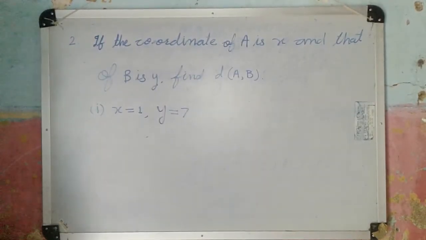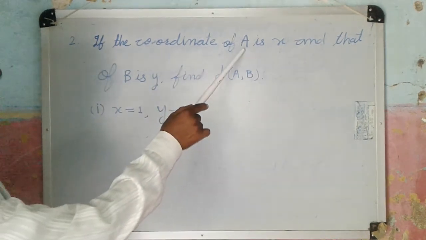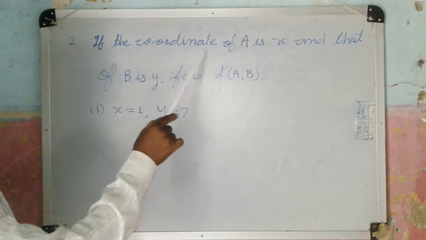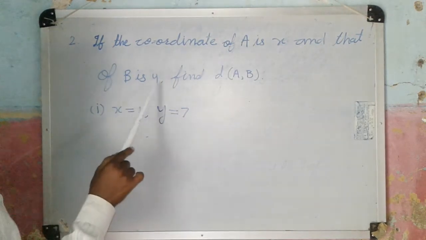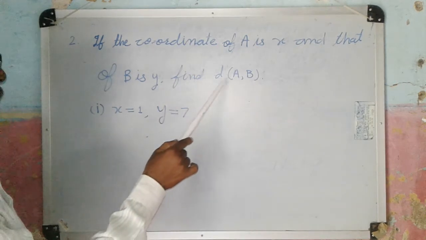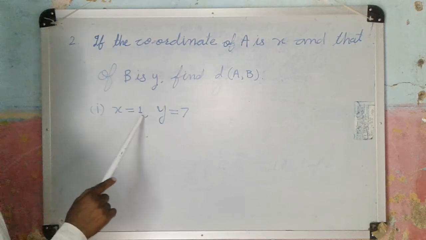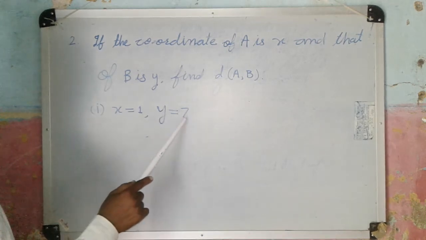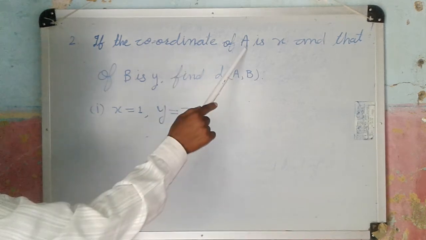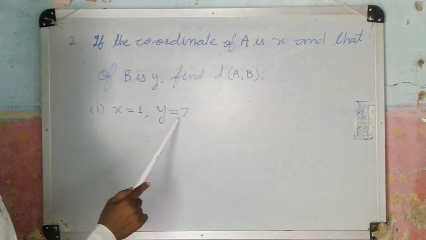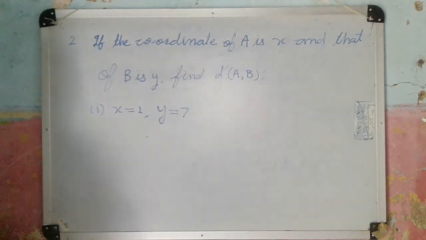Question number 2. If the coordinate of A is x and that of B is y, find distance of AB. Now in example first, x is equal to 1, y is equal to 7. This x means coordinate of A. The value of y means coordinate of B.